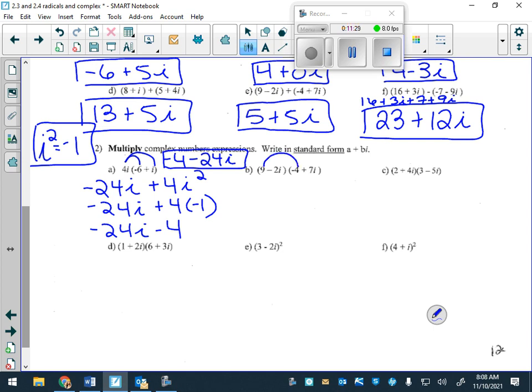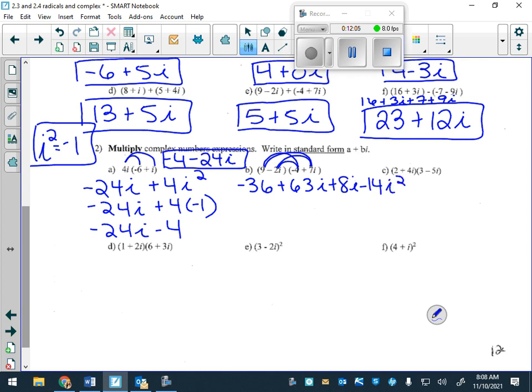So 9 times negative 4 is what? And you guys could call out for this. 9 times negative 4? Negative 36, thank you. 9 times 7i? 63i, thank you. Negative 2i times negative 4? Good. Negative 2i times negative 7i, sorry. Good, negative 14i squared. Okay.